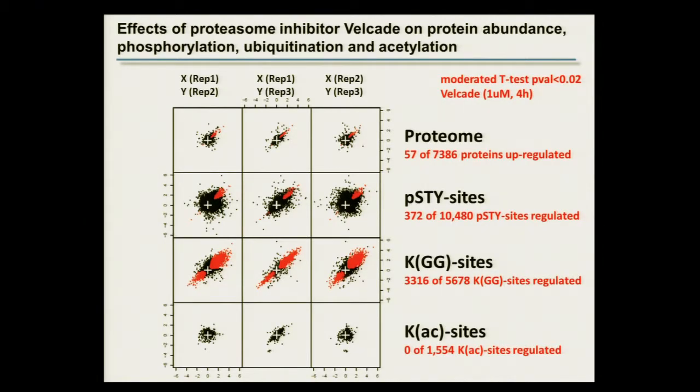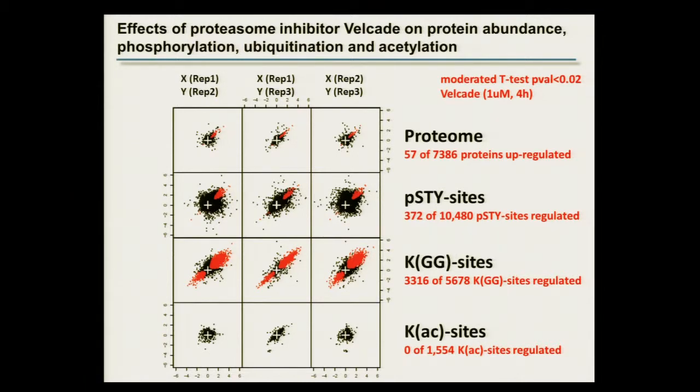We have applied this workflow in a study where we analyzed the effects of Velcade, which is a proteasome inhibitor, on Jurkat cells, which is a leukemia cell line. So those Jurkat cells were SILAC labeled and in one channel treated with Velcade with 1 micromolar for 4 hours. And what you can see here in the scatter plot is the up and down regulated proteins. Upregulated proteins are here, downregulated proteins are here, and modification sites that are induced by Velcade treatment.